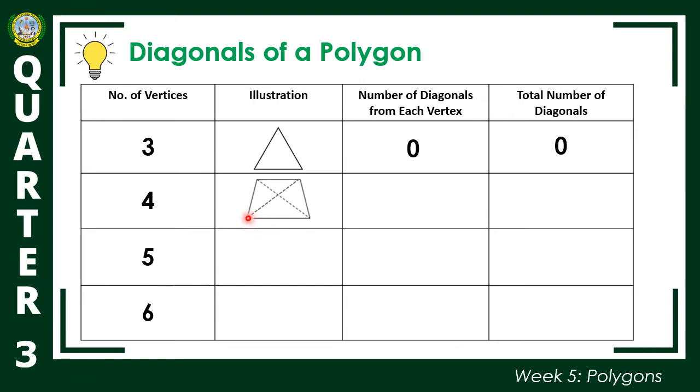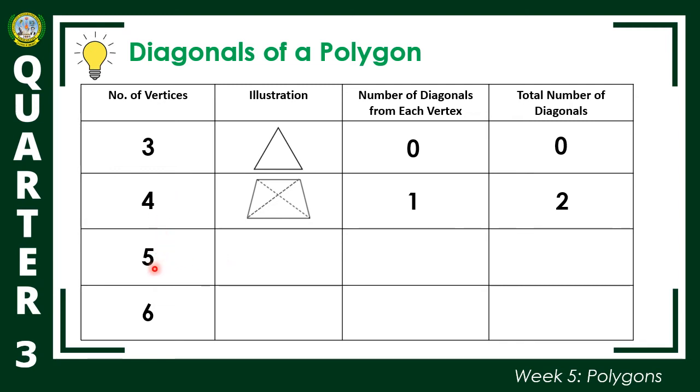Next is for a polygon with 4 vertices. So this is usually illustrated by this. It has 4 sides. From each vertex po, meron po tayong tig-isa. Okay, tig-isang diagonal. Therefore, we have 1. Okay, and then all in all, there are 2 diagonals.